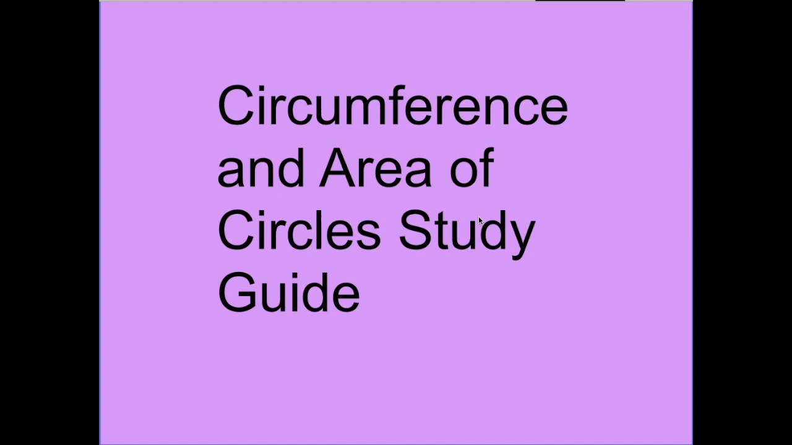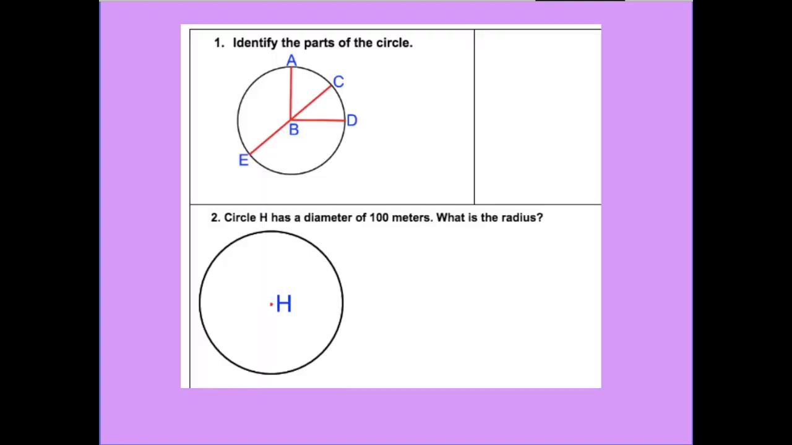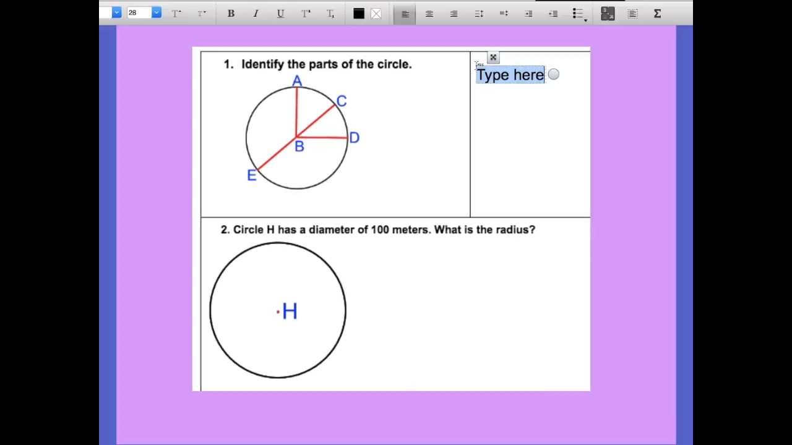Hi, math friends. Today we're looking at our study guide for circles, specifically circumference and area, and all the parts of the circles that we've studied. So let's look at the parts here. We want to definitely identify center. So center of the circle here is B.